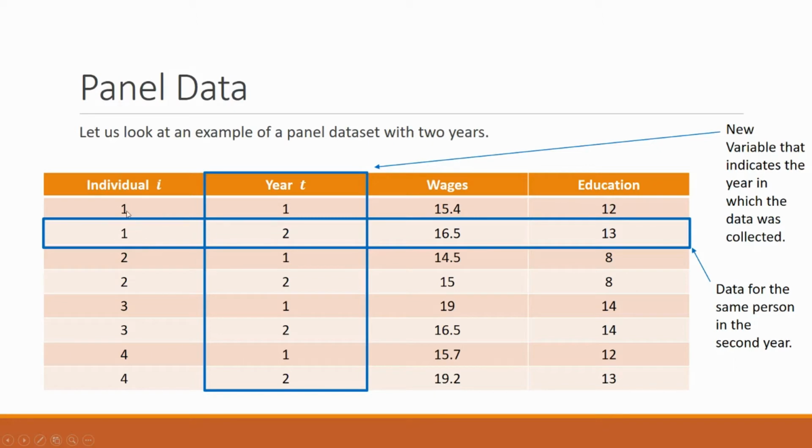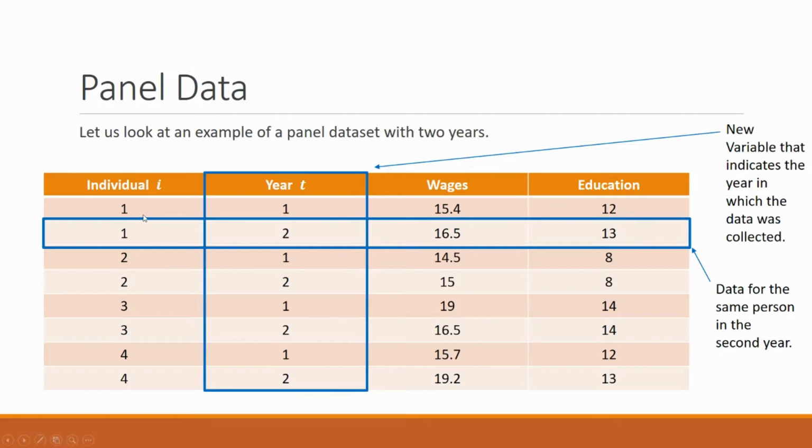So you can see person 1 has 12 years of education in the first year, and person 2 has 8 years of education in the first year, etc. So there's variation. There are differences between different individuals in the data. That's normal for cross-sectional data. That's what we have in cross-sectional data. But now in panel data, we also have variation across time.